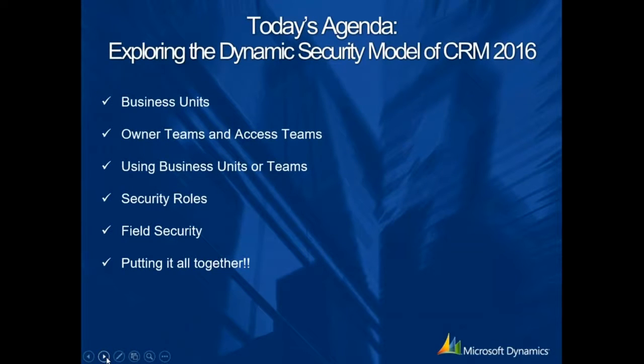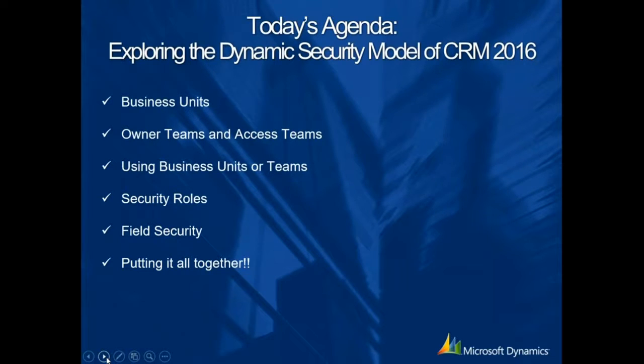So as we get underway here, just a quick rundown of what we are going to cover. We're going to start off talking about business units, which I like to think of as your CRM family tree. Next up, we're going to talk about the different teams that you have in CRM. And if you're not familiar, there are two different teams you can set up. They're called owner teams and access teams. So we'll break down what teams are and then the differences between these two types of teams.